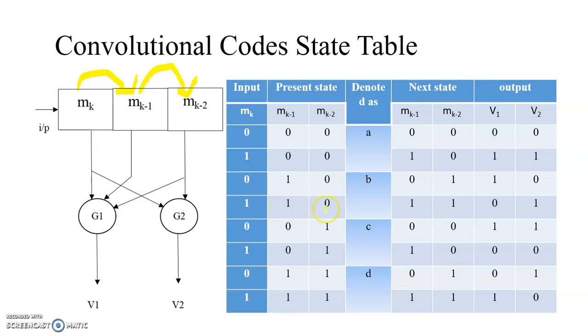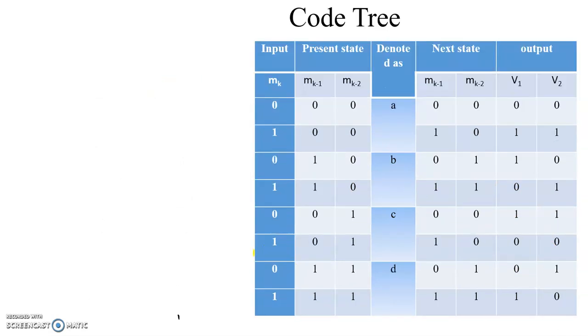Here I'll randomly take this one. The present state is 1 0, input is 1. So the next state will be: 1 will be going to mk minus 1 and this one is going to mk minus 2. So the next state is 1 1. The output is 1 XOR 0. V1 is 0 and V2 is 1 XOR 0, so it is 1. Likewise, we have to prepare the whole state table. We move on to the next, the code tree.